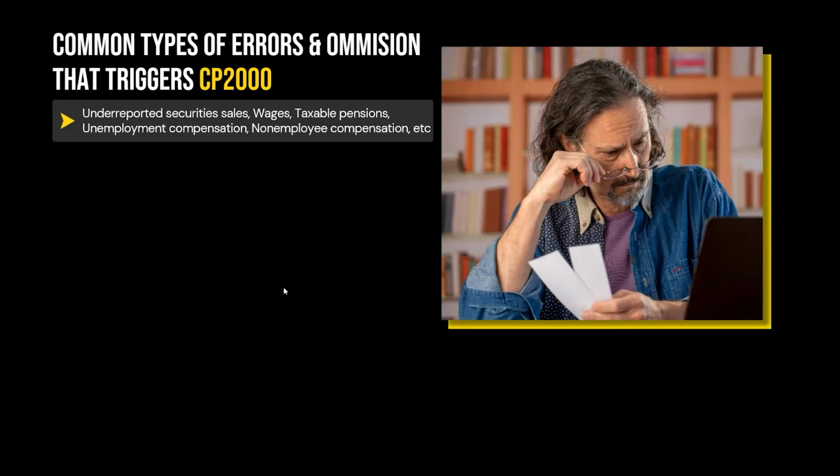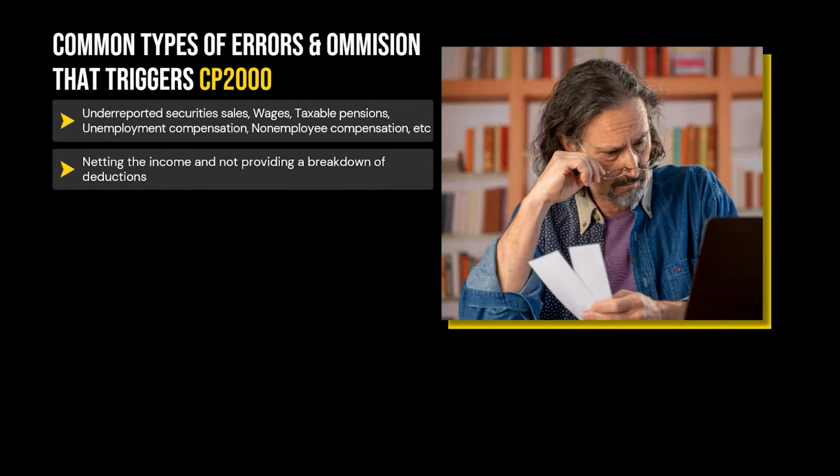Let's look at the common types of errors and omissions that trigger CP2000. Number one on my list is when taxpayers underreport securities sales, wages, taxable pensions, unemployment compensation, non-employee compensation, and so much more. The list here is not all inclusive. There are so many other types of income that taxpayers commit errors and omissions on.